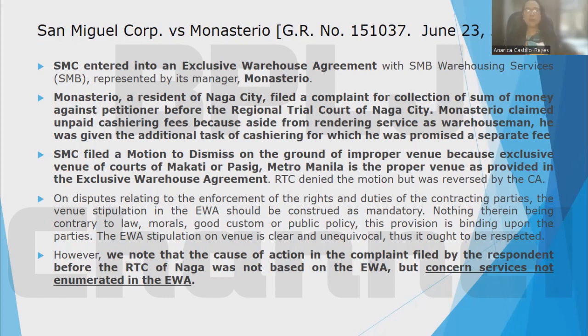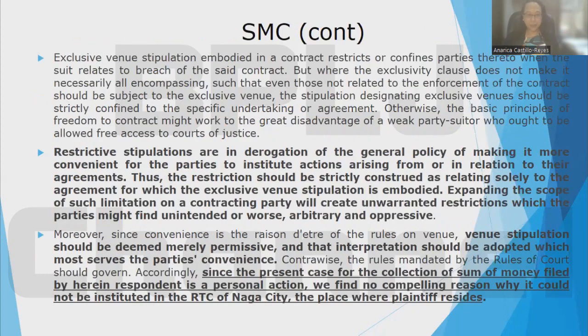Now, San Miguel moved to dismiss on the ground of improper venue because their exclusive warehouse agreement provided an exclusive venue stipulation in the courts of Makati or Pasig. Okay. However, in this case, Supreme Court said the cause of action in the complaint before the RTC of Naga was not based on the exclusive warehouse agreement, but concerned services not enumerated in the agreement.